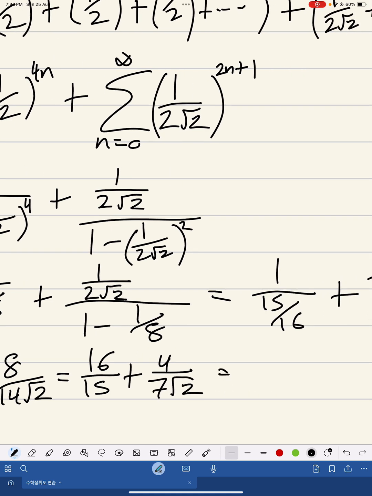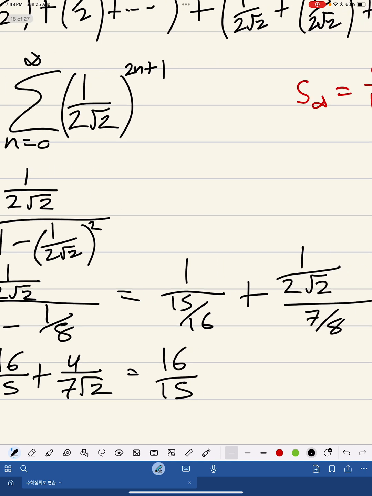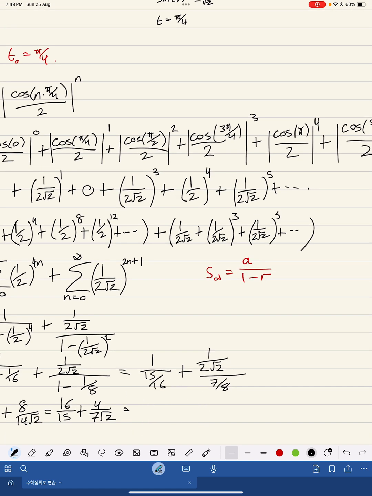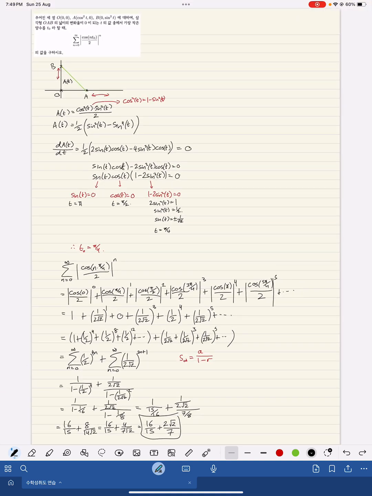but this can be, we can use surds and write it as 2 root 2 over 7. So that is the final answer as a numerical value of that sigma notation.